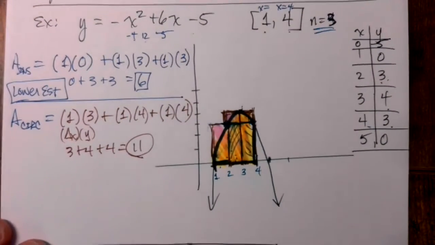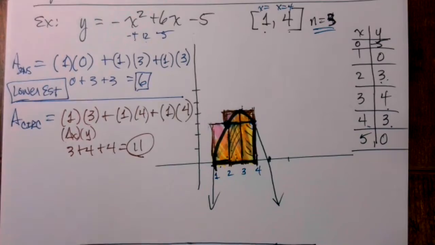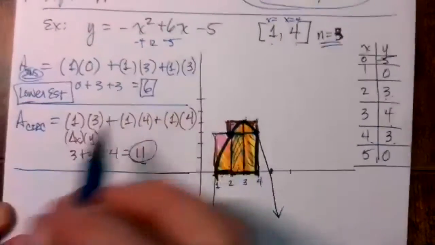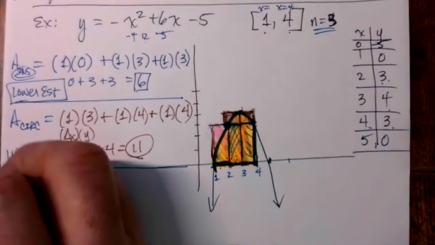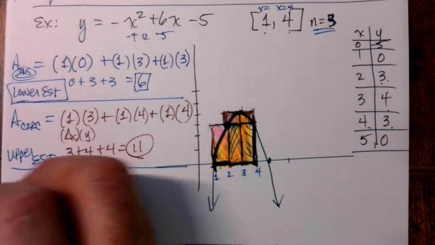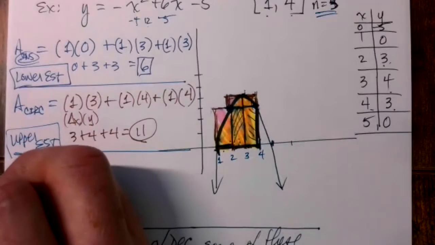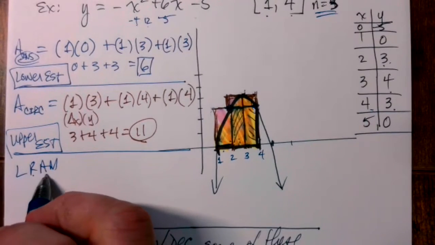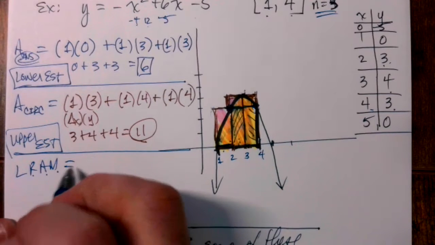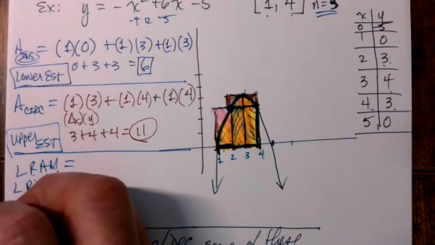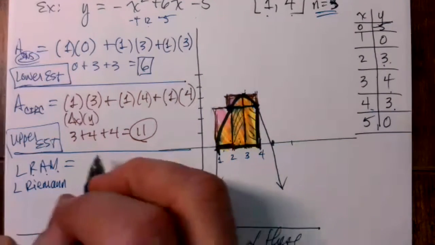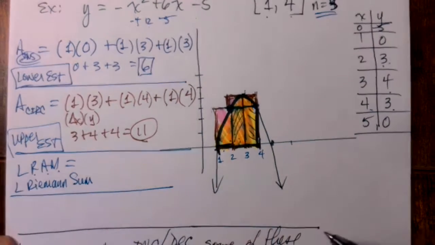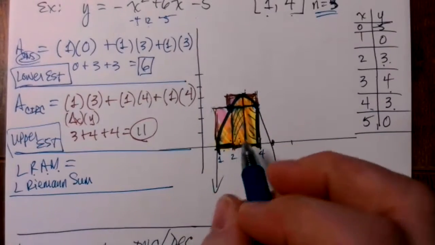Well, there are a couple other possibilities that we're going to talk about right now. So you can do a lower estimate, which is inscribed. You can do an upper estimate, which just means bigger, which is outside. You can do a left RAM. RAM is rectangular approximation method. It's also called a left Riemann sum. I'm guessing Riemann is a dude's name. Okay, those are the same thing, left RAM and left Riemann sum, which means you always take the left.